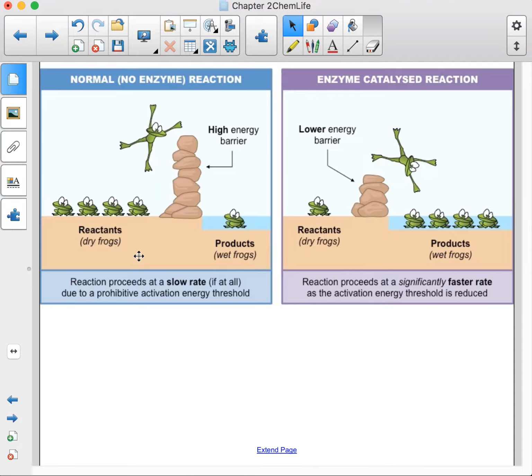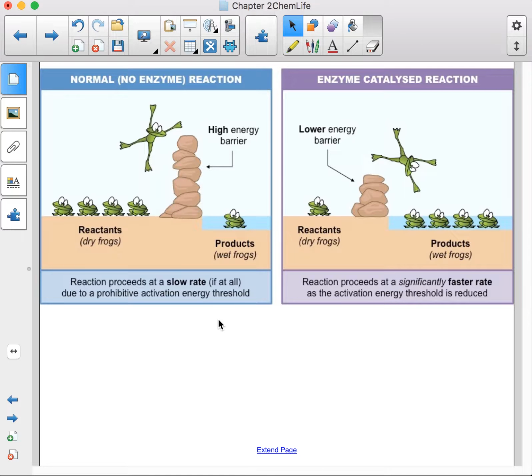So here's a diagram to show the difference between having an enzyme and not having an enzyme. Imagine we have some dry frogs here. Those are the reactants. And the products are wet frogs, okay? And we have a high energy barrier. This frog needs to leap extremely high to become a wet frog, okay?